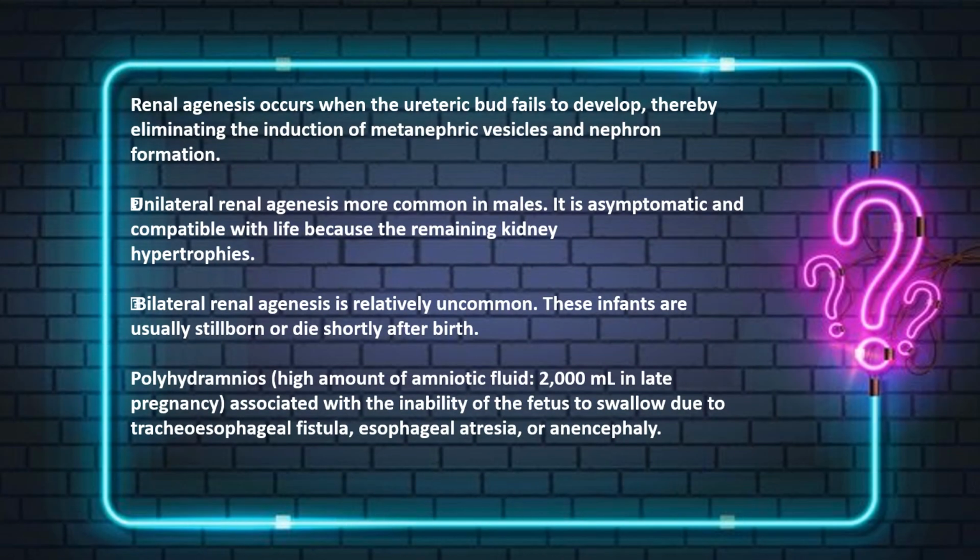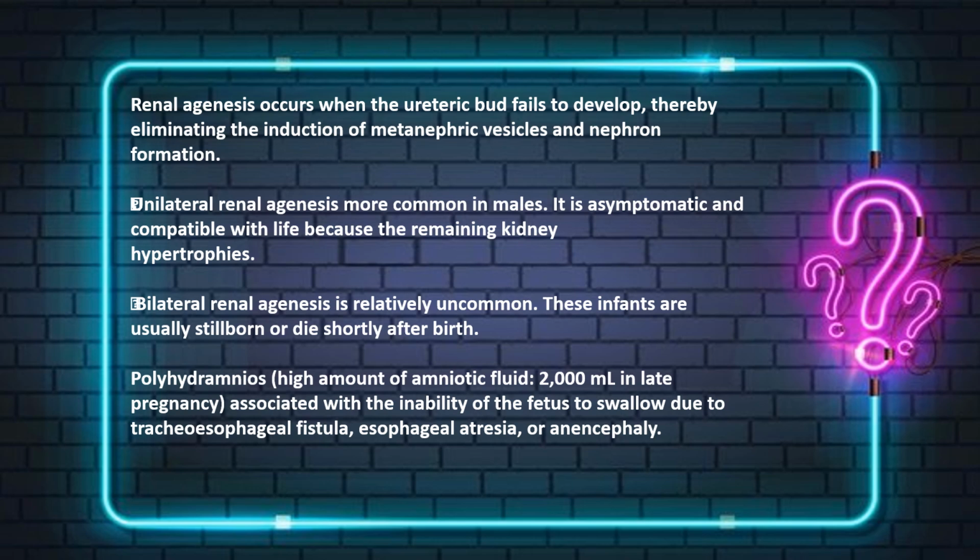Renal agenesis occurs when the ureteric bud fails to develop, thereby eliminating the induction of metanephric mesenchyme and nephron formation. Unilateral renal agenesis occurs more commonly in males. It is asymptomatic and is compatible with life because the remaining kidney hypertrophies. Bilateral renal agenesis is relatively uncommon. The infants are usually stillborn or die shortly after birth.